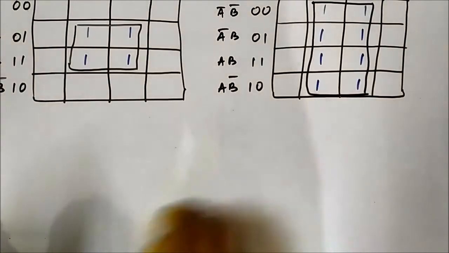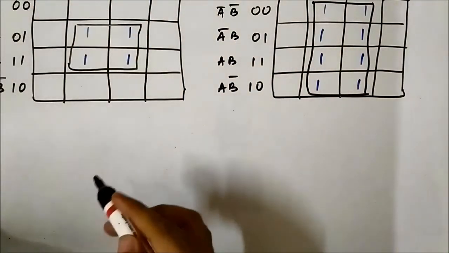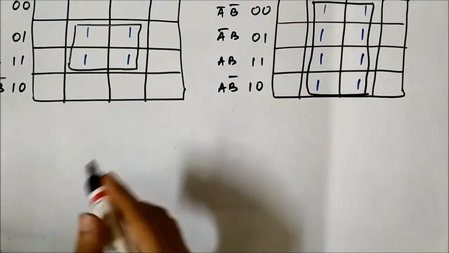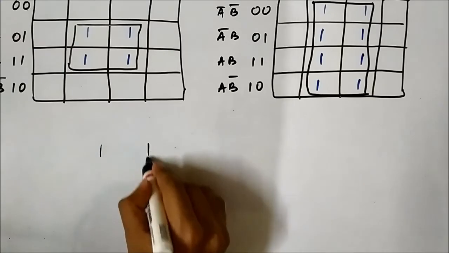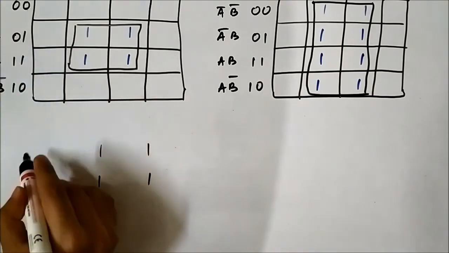Now here in this group, only one group is possible. So here in this group, if we try to find the common terms, let us do it. So 1 1 1 1. So we'll write the horizontal and vertical components.